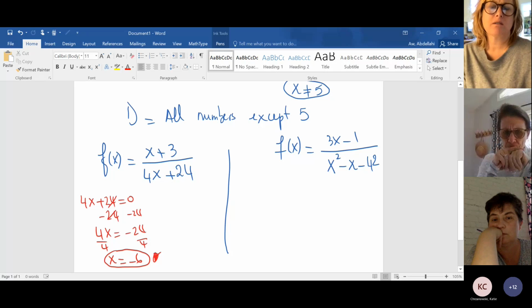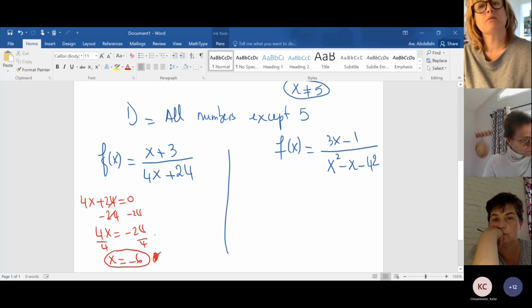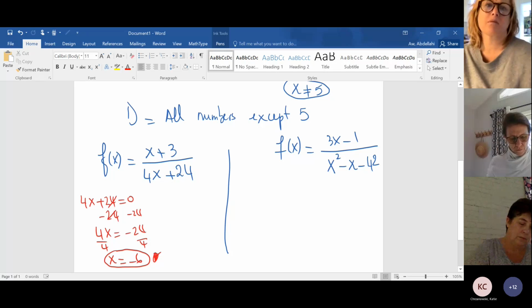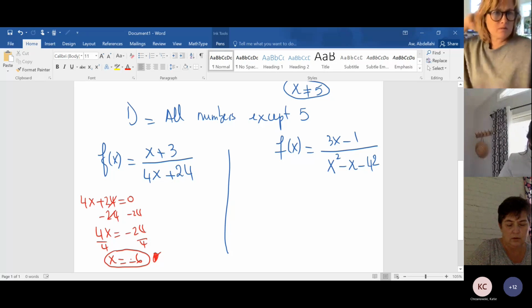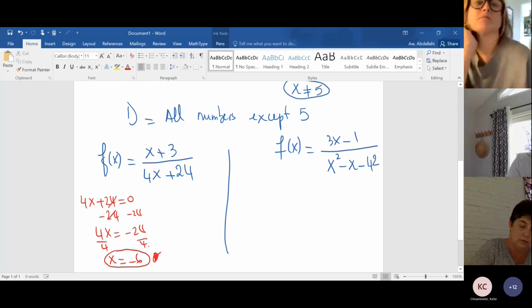Except negative 6, right? You see? So if you go to the next line and say the domain is all numbers except negative 6, then I give you the credit. But if you stop right here, you did the right job, but your final answer is not the good answer. So to avoid that, what do you do? From the beginning, you do this.